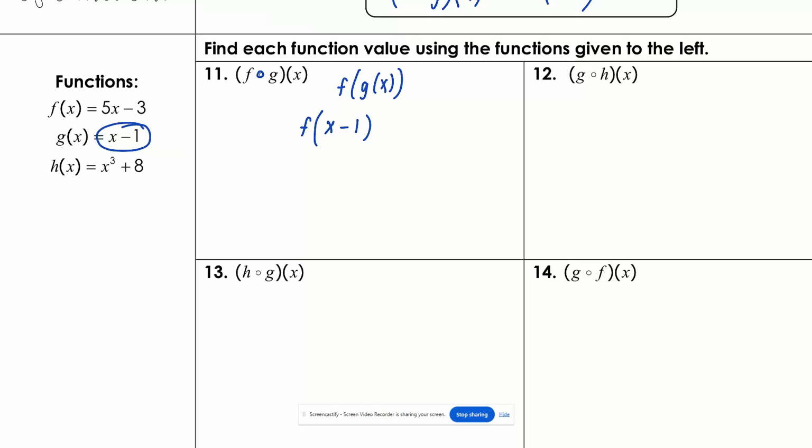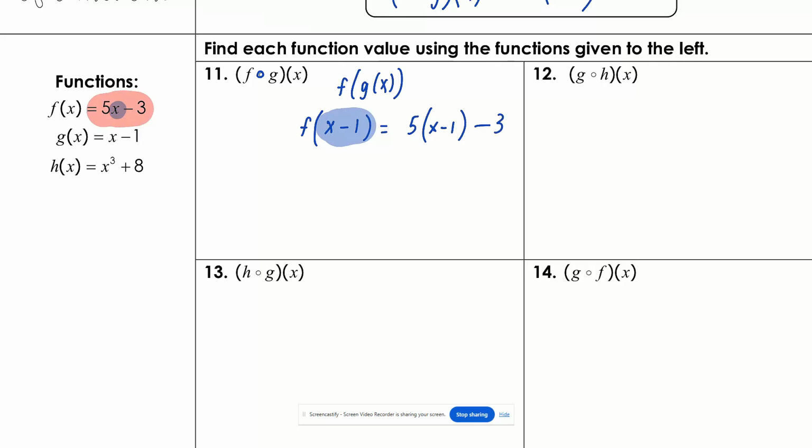We're doing f of g of x. So here's what this means, y'all. I'm going to my f of x function, 5x minus 3, and every time I see x, I'm plugging my g of x into it. So instead of this saying 5x minus 3, I'm going to insert x minus 1. I'm going to replace x with x minus 1. So instead of 5 times x minus 3, it's 5 times (x minus 1) minus 3.